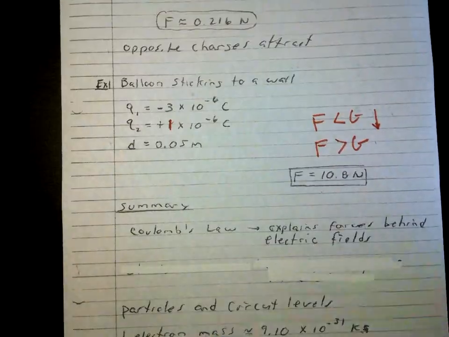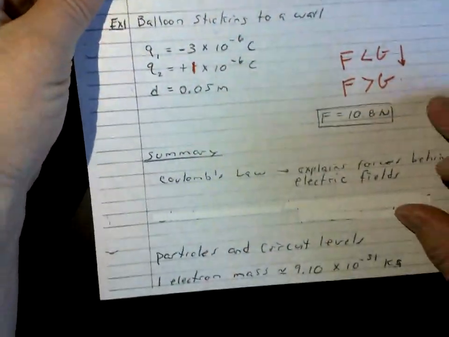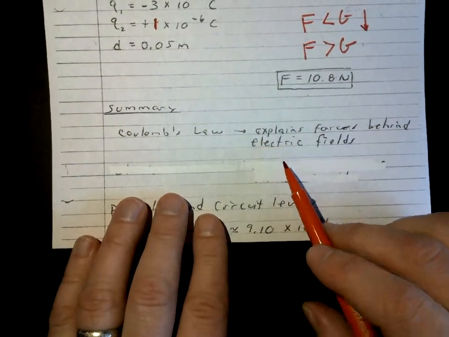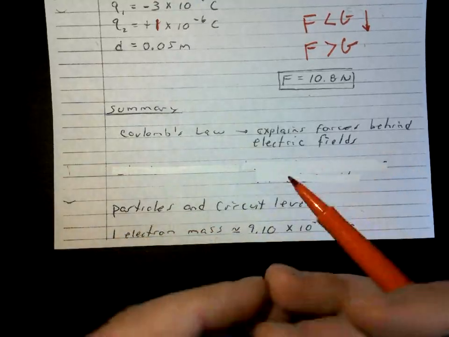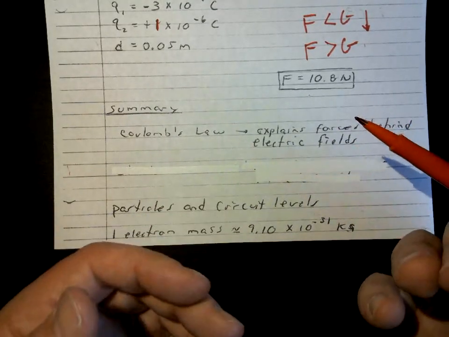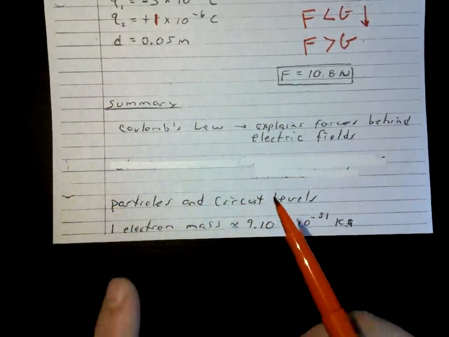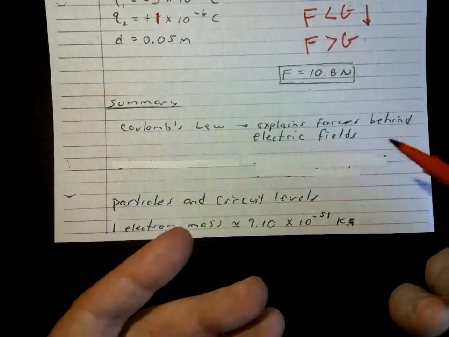So here's the summary of this. And then maybe we can do one more here before we go. Coulomb's law explains the forces behind electric fields. So remember, we're still talking about electricity and magnetism working together. Particles in current levels is kind of what's going on. One electron, I don't know if you know about this, but one electron does have a certain mass.